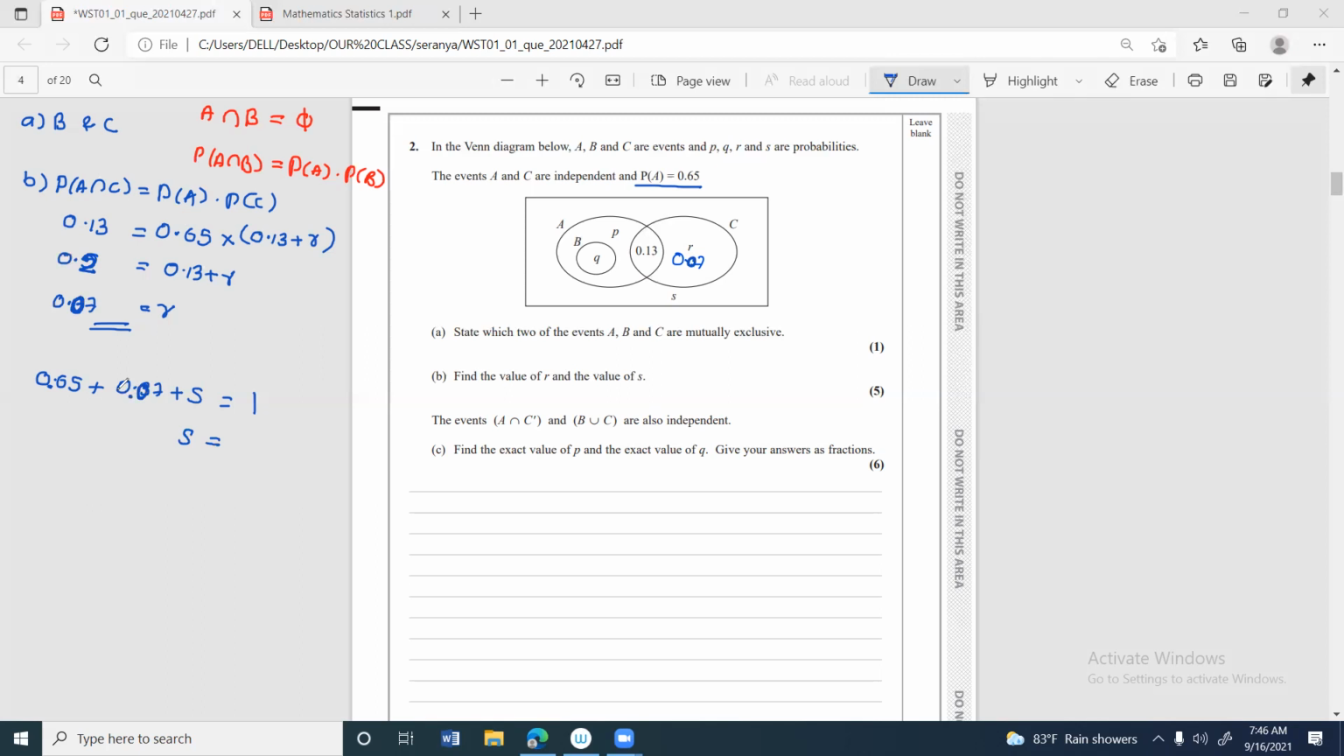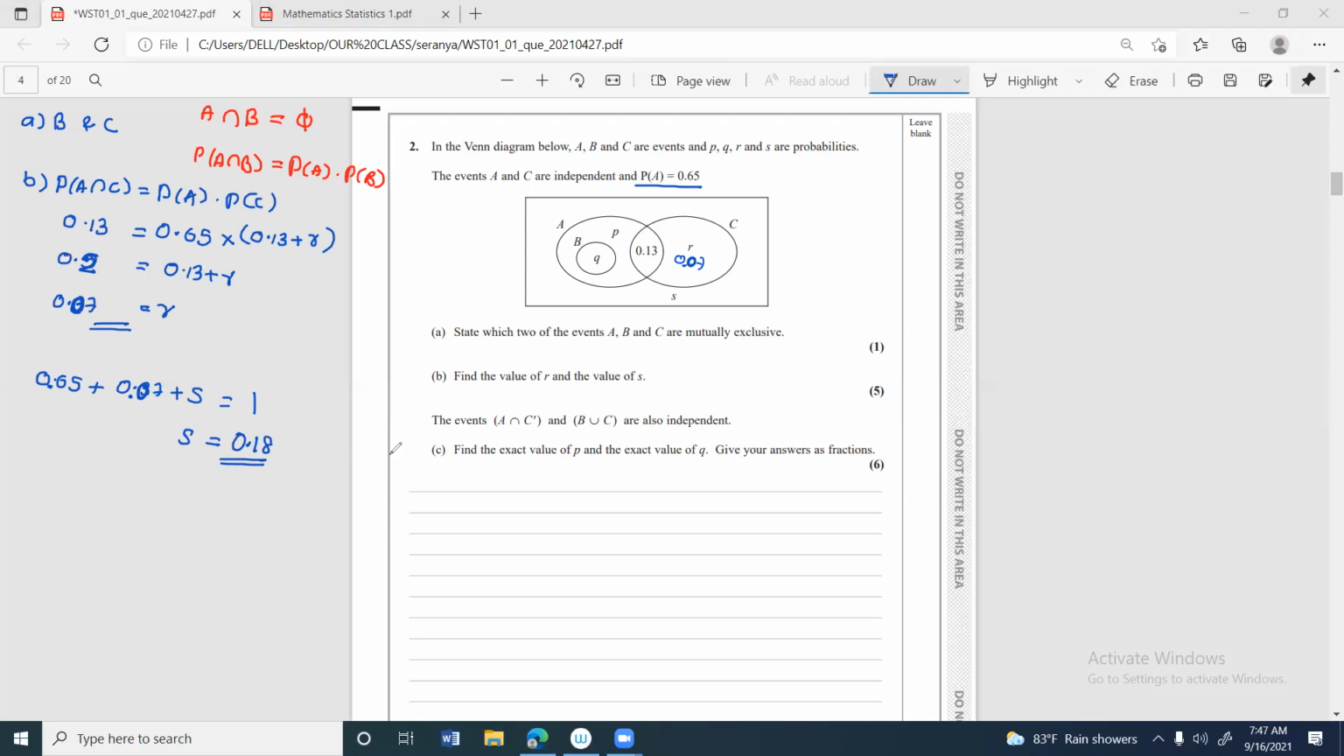With that, you can get the answer as S is, let me see, 0.65 plus 0.07 is 0.172. It turns to 0.18. 0.18 is the final answer for this question. That's a pattern to understand with this. We already found the value for R and S. That's the answer for that.